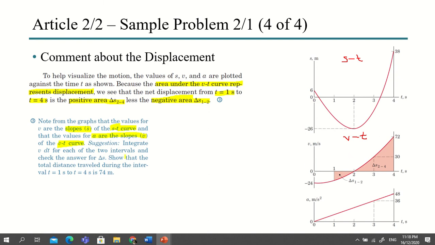So a suggestion here: integrate v dt for each of the two intervals and check the answer for delta s. Then show that the total distance traveled during the interval t equal to 1 second to t equal to 4 seconds is equal to 74 meters. You can verify that one, class, by individually integrating using this concept.